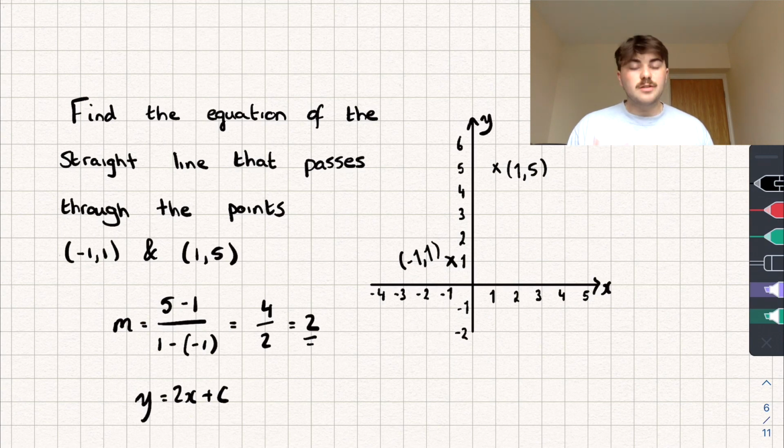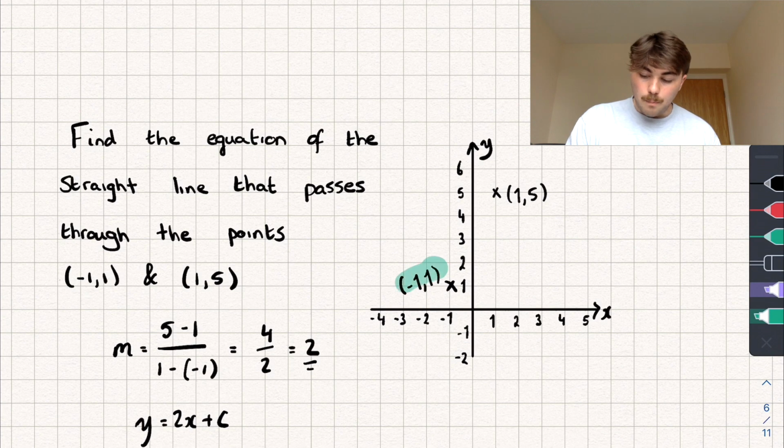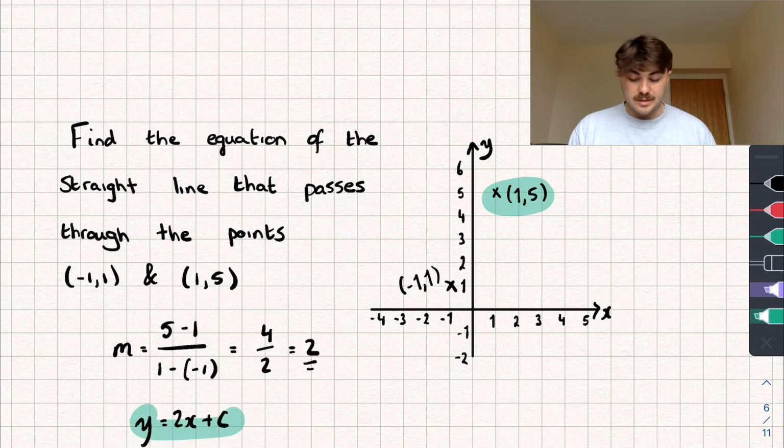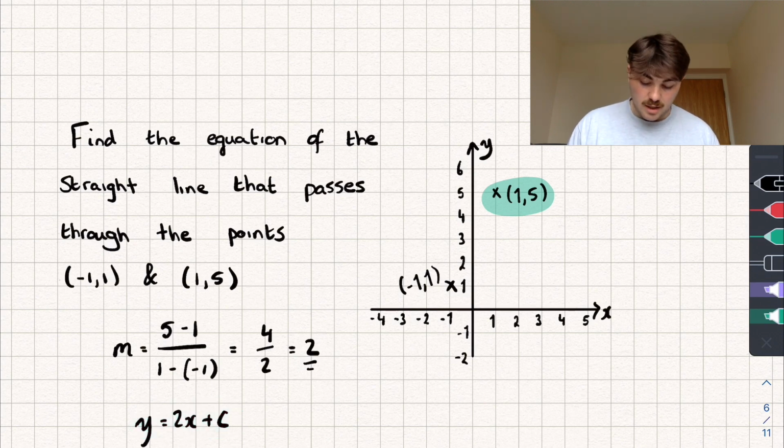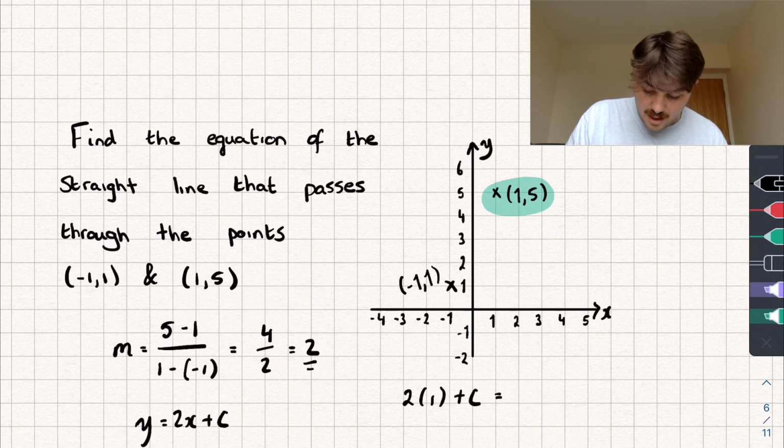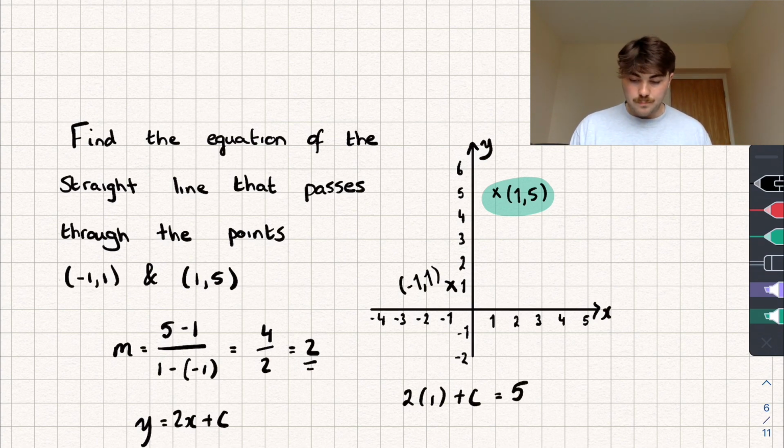So from here we just need to find the value of c, which is our y-intercept. So how can we do that? Well, we know that both of these points lie on the line, which is really useful. So say we focus in on this one here, 1, 5. If I substitute those coordinates into this equation, I could then rearrange to find c, because if I substitute in x equaling 1, I've got 2 times 1 plus c, and I know that if it lies on the line, that has to equal positive 5.